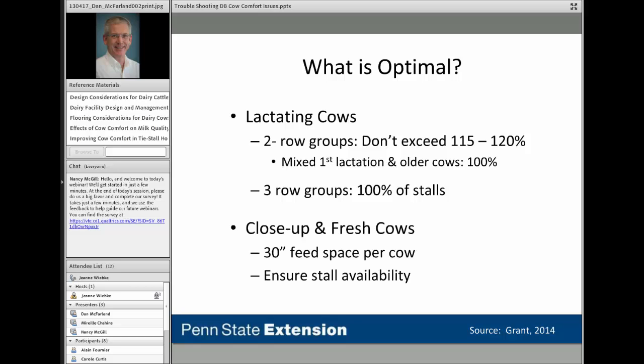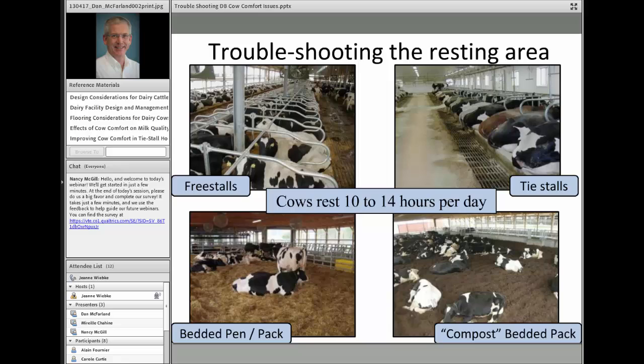For close-up and fresh cows, we want to have them have the same availability to the feed, or the same opportunity to get the feed when it's delivered. And so for these special cows, we'd like to see about 30 inches of feed space per cow, and then ensure that they have stalls available to them as well.